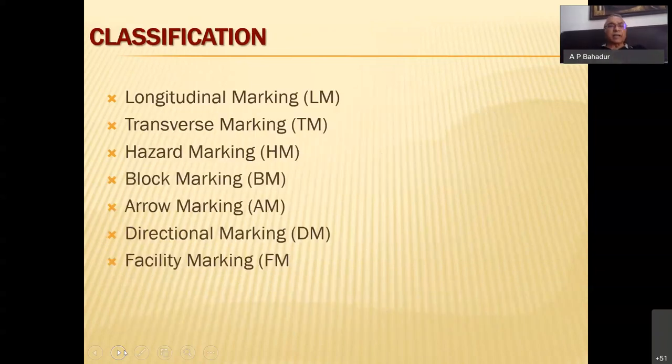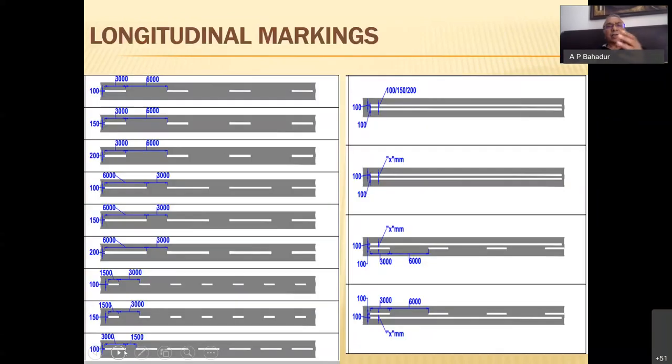So the classification of markings: longitudinal, transverse, hazard, block, arrow, directional, and facility marking. Longitudinal marking, as you can see here, includes lane marking, then the double line marking in the middle, which indicates that you don't have to cross. If there is a marking with a dash on the left side, then that means you can cross only when it is safe to. Depending upon left or right, you can cross from there if it is safe to cross.